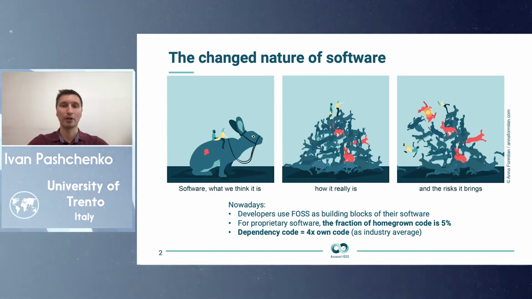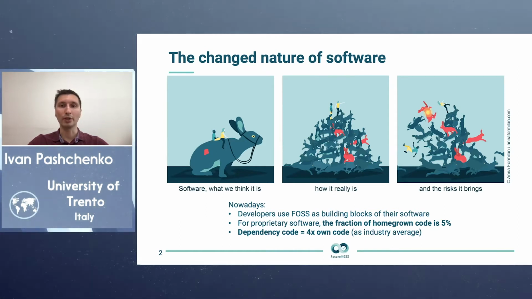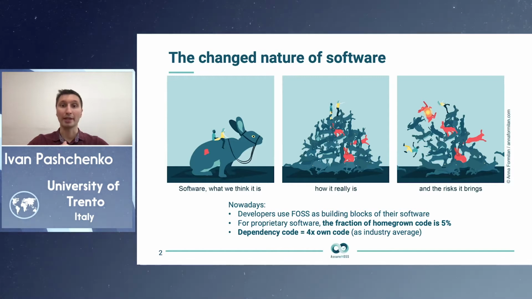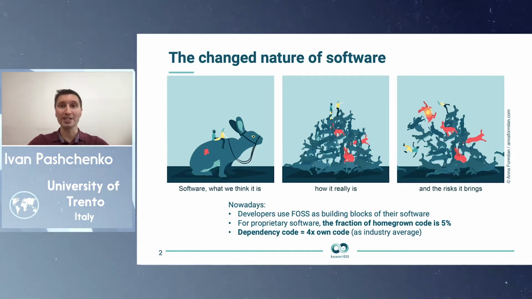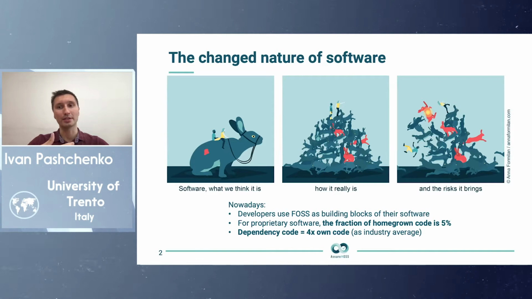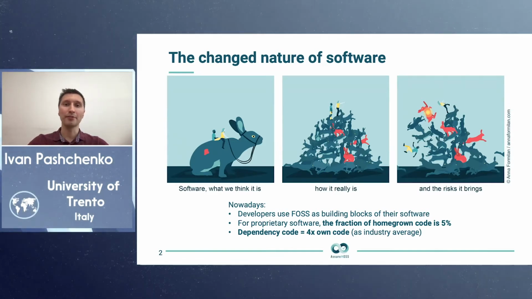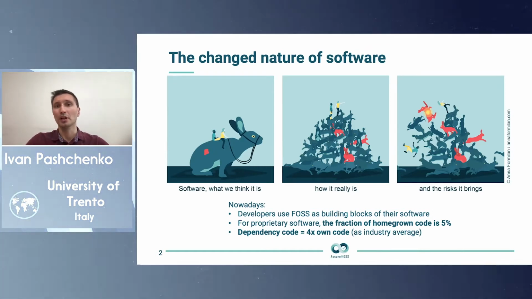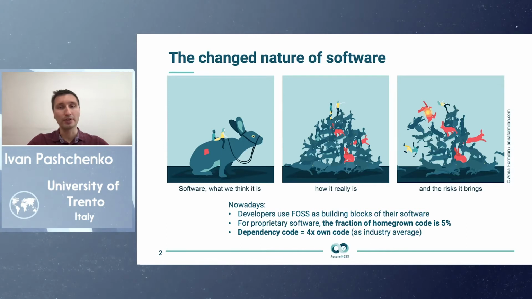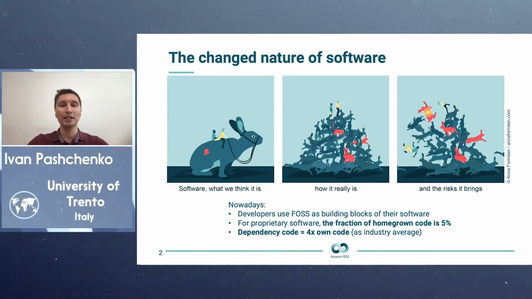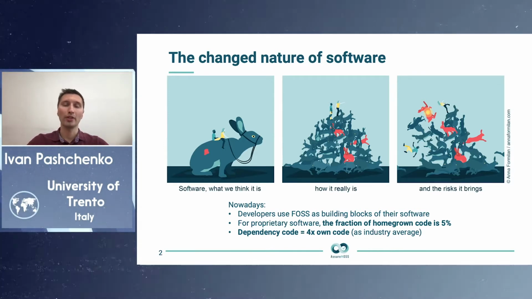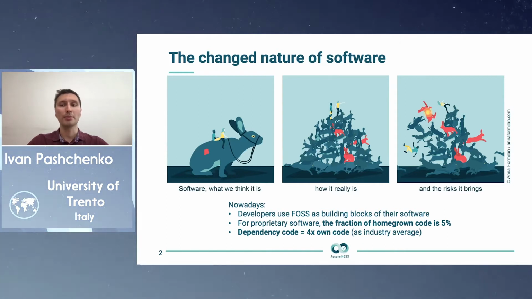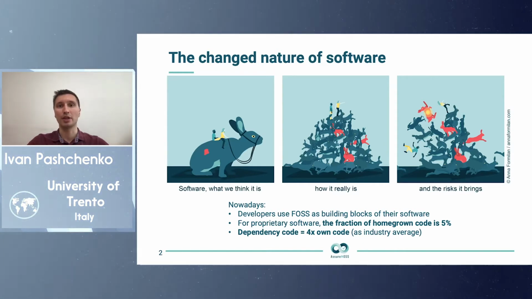For example, for proprietary software, the fraction of homegrown code is only 5%. And dependency code is 4 times bigger than own code as an industry average. Impressive, isn't it? 95% of a project's code is not written by its developers. Moreover, very often, developers do not have any idea about what happens with this borrowed code. They sometimes do not even know about its presence in their software.